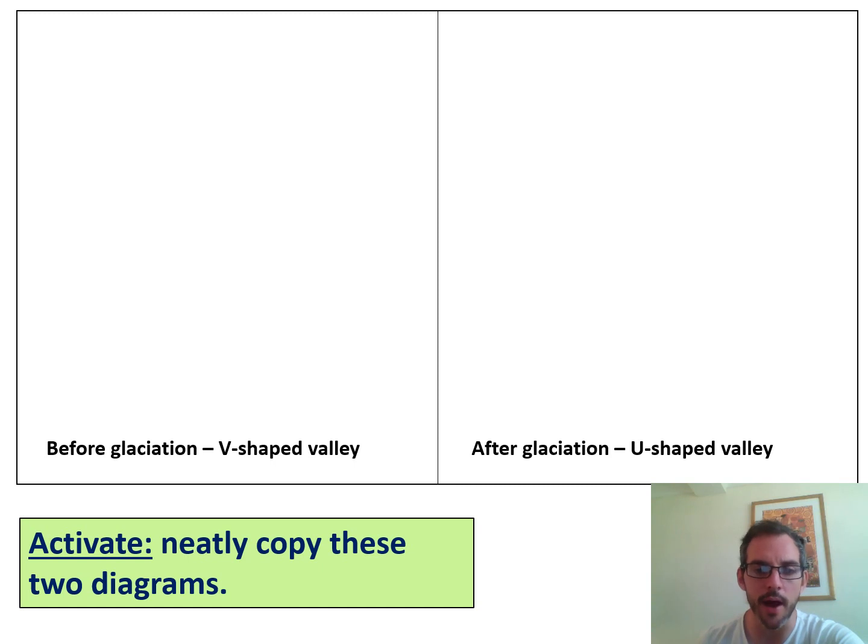I'd like you now just to pause this if you need to. I just want you to draw a really simple sketch showing what it would have looked like before a glacial period, before glaciation. So here's our typical V-shaped valley. Now the V-shaped valley would have been formed by the erosion of an area of land by a river. Okay, so it's formed by river erosion.